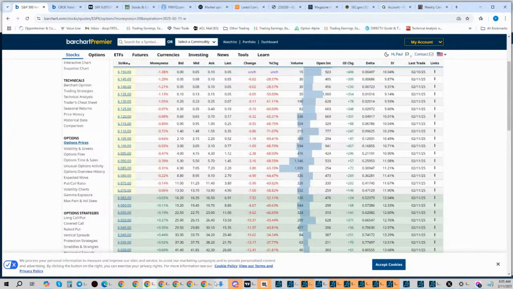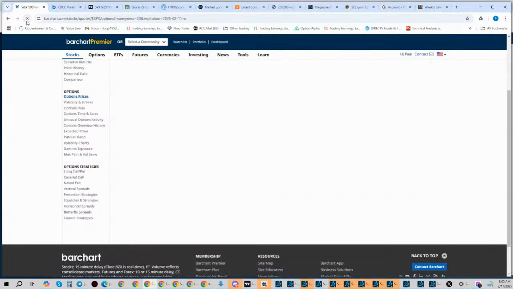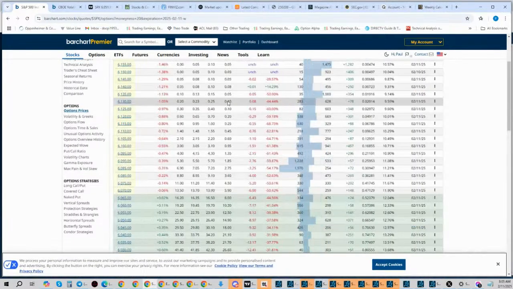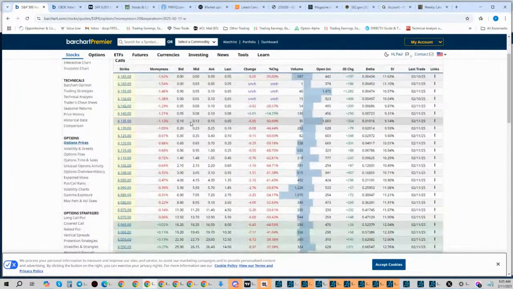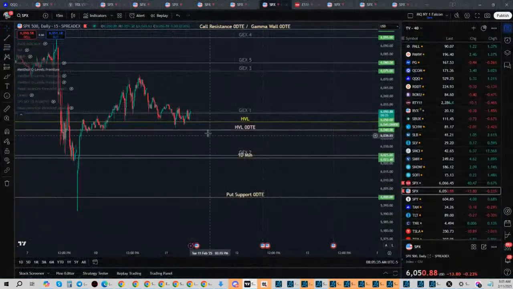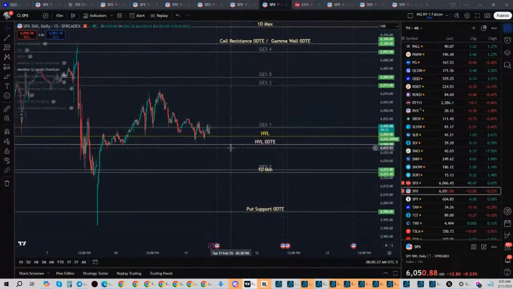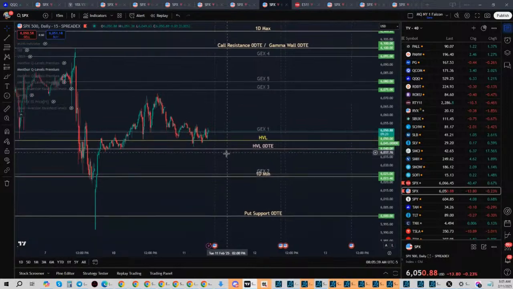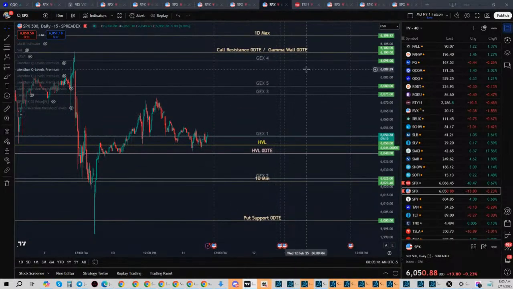Let me just go back to the chart since this hasn't updated. Let me see if I can get this to update. This is bar chart, so it's delayed and it's not really updating. Do I have the right expiry? Okay, never mind. I'll just show you on the chart. You can check your open interest on your platforms.